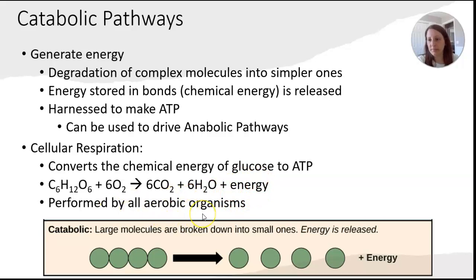All aerobic organisms, including us, and plants, even though they do photosynthesis, still do cellular respiration. Any other aerobic organisms, which means they use oxygen, will use that process. We'll also talk about an alternate pathway called fermentation when we get into the next chapters. So again, an anabolic pathway is a buildup, requires energy. We're building larger molecules. And a catabolic pathway, on the other hand, is a breakdown pathway in which energy is going to be released.